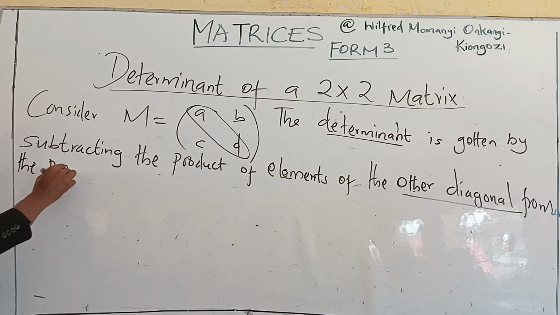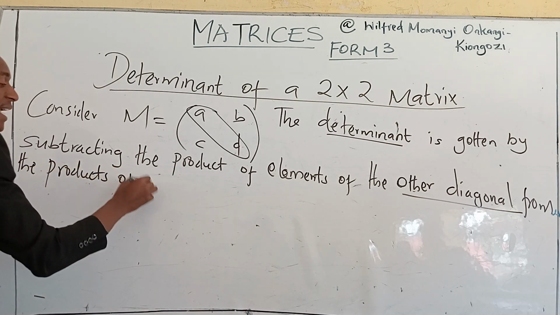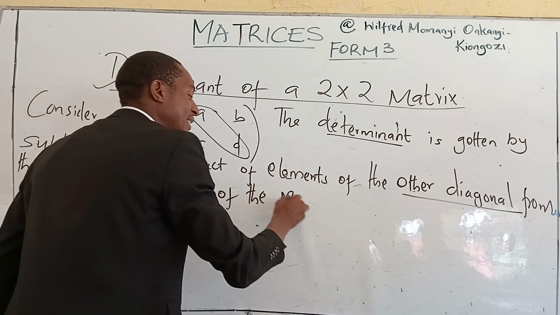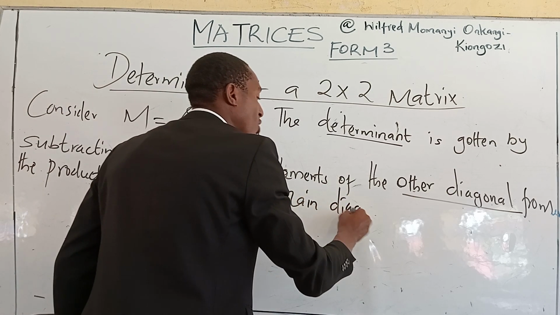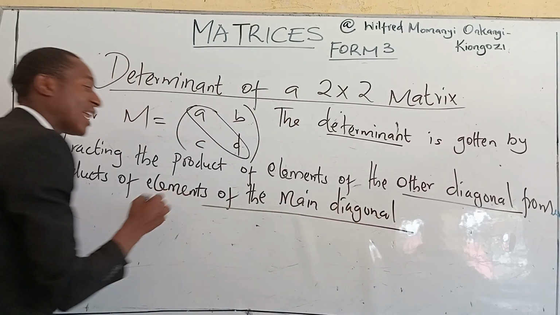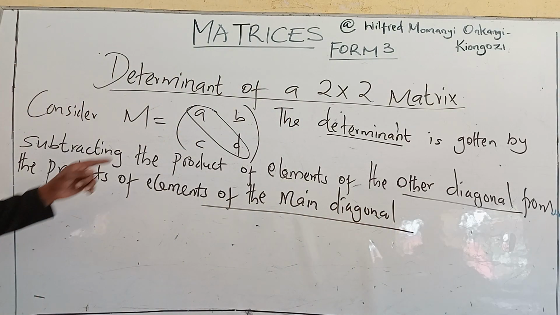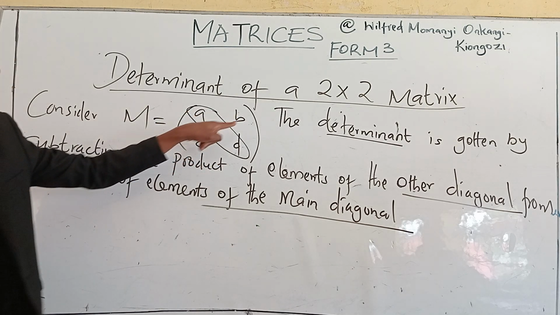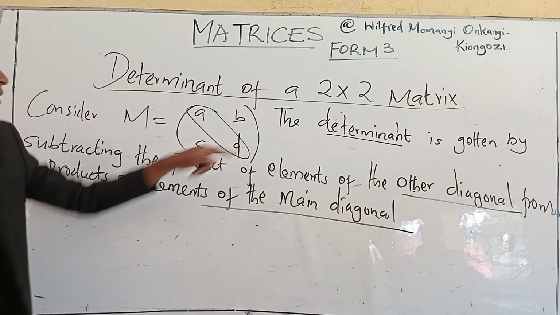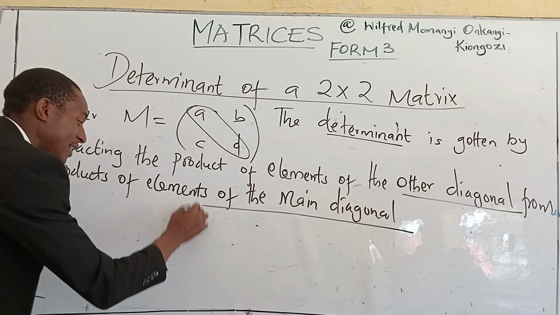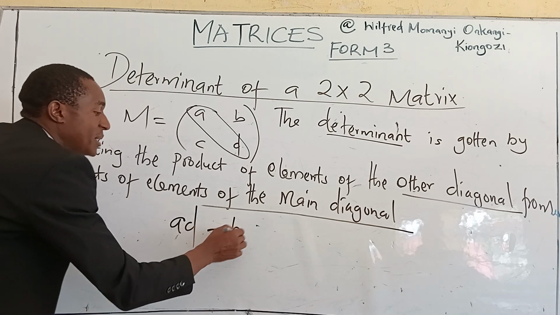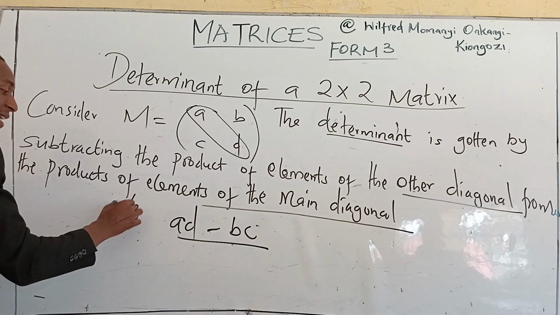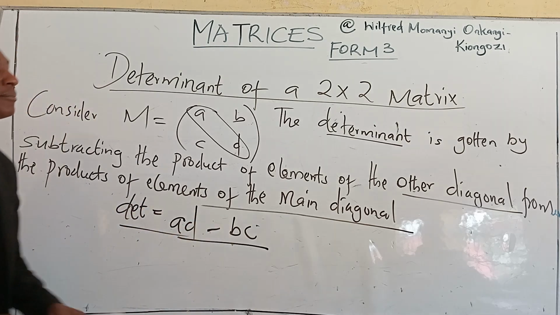From the products of elements of the main diagonal. I want to put it in a language that you can understand. That is, the products of the main diagonal elements minus. So this C times B is subtracted from A times D. So we shall say AD minus BC. You can say DA or whatever you want to say. This is how we get the determinants.